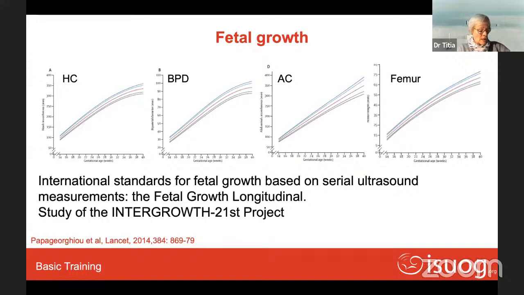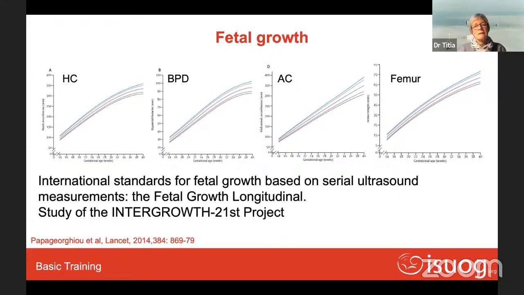And I hope in Oman, everybody is using the same graph, and everybody in Iran is also using the same graph, because you get confusion if you don't. The Intergrowth Project was a project that was established around the world in various geographical areas, where they only selected mothers that were healthy, that had no risk factors at all, and those were monitored throughout pregnancies to establish growth.